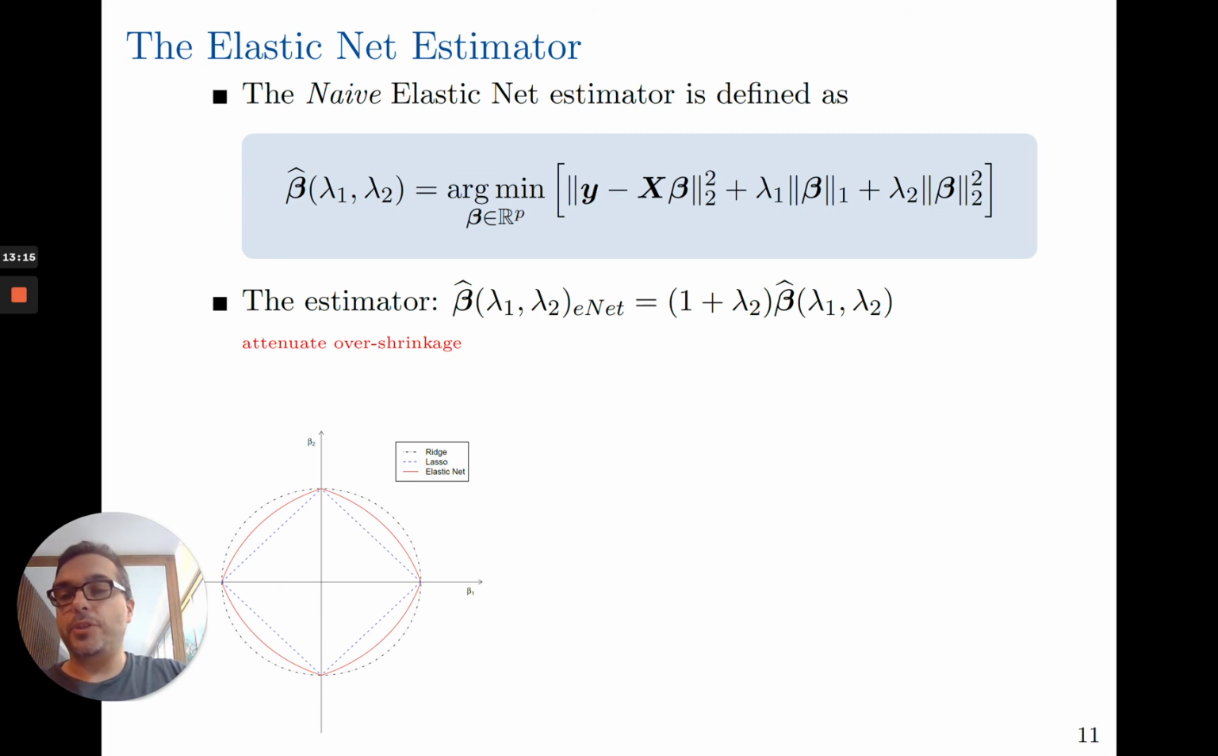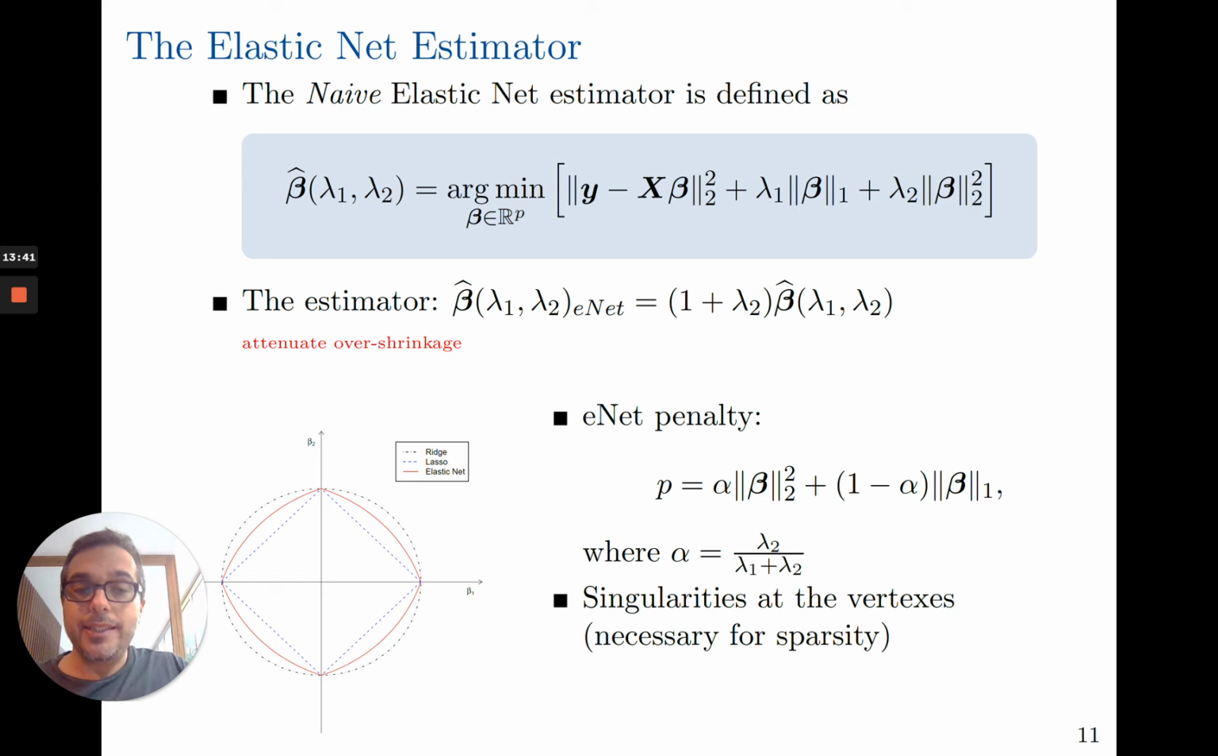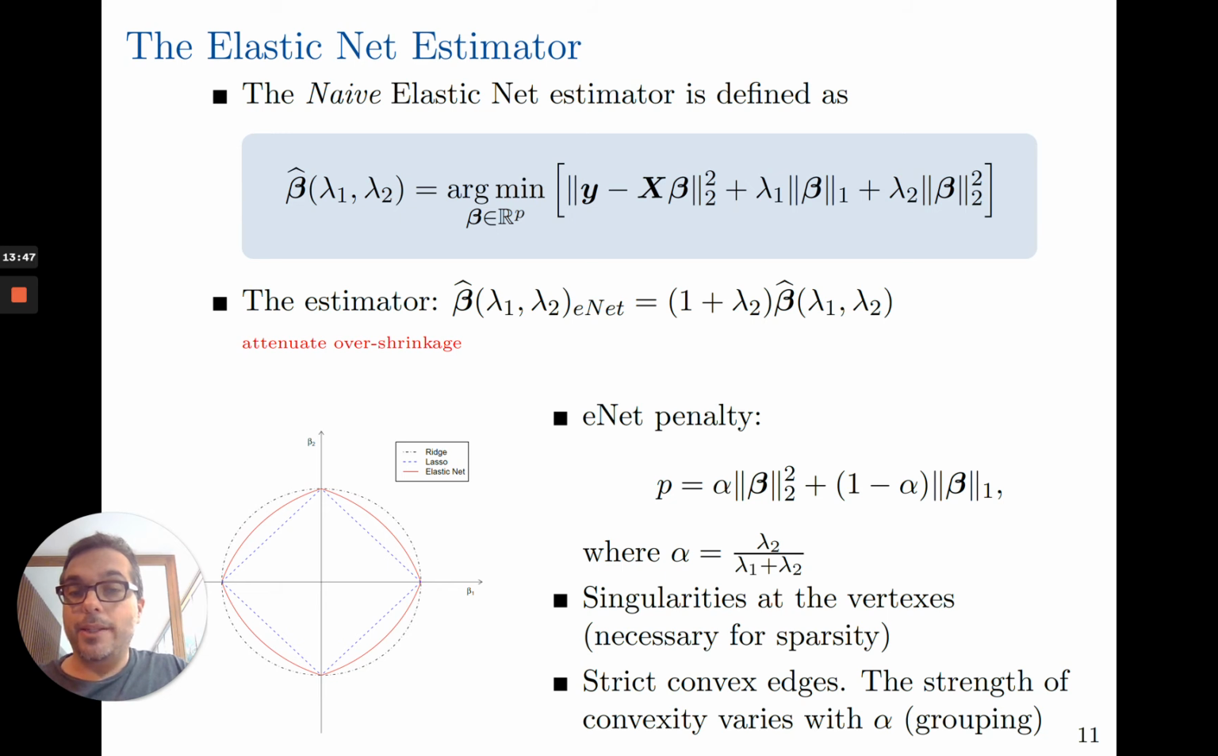And here we saw this picture before, the comparison of the three restrictions: the lasso, the elastic net, and the ridge. So the elastic net lies in between the lasso and the ridge, but it keeps the kinks. Because it keeps the kinks, it will do variable selection. So if you write the penalty as a convex combination of the L1 and L2 norms, the singularities at the vertexes are going to deliver the sparsity, but we have strictly convex edges. And the strength of the convexity of the edges will vary with alpha, and will give this curvature that we see here, right?